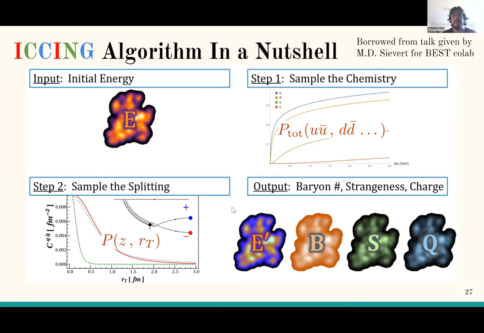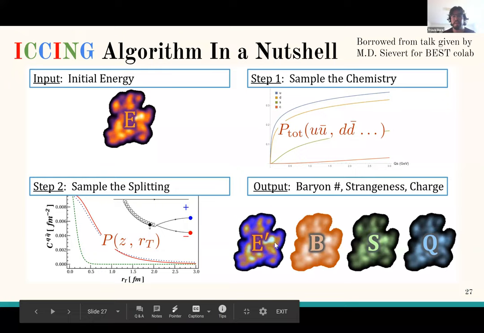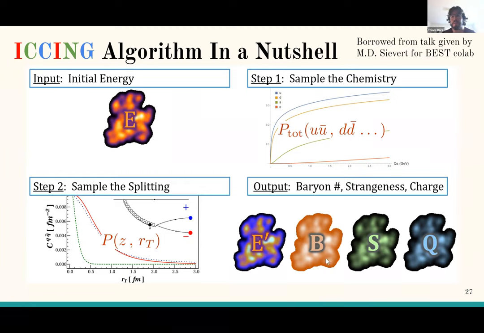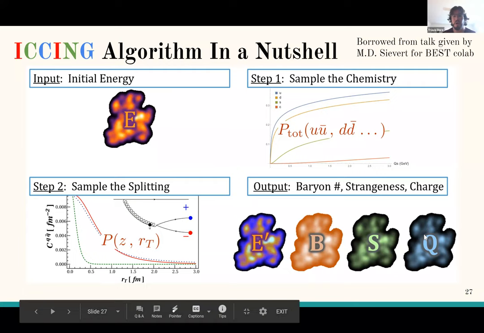and taking some piece of this energy density and turning it into a pair of quarks, right? An up and an anti-up, a down and an anti-down, something like this. Your output ends up being some energy density that's missing some pieces. So my E prime here is the energy density missing the pieces that I sampled, and you run some Monte Carlo algorithm to sample these, and you end up also with BSQ charge densities.